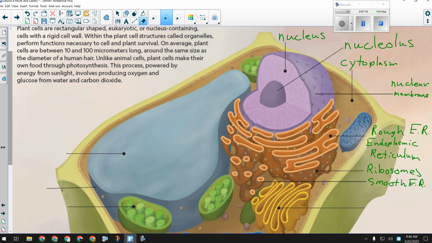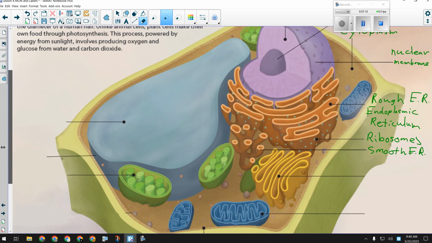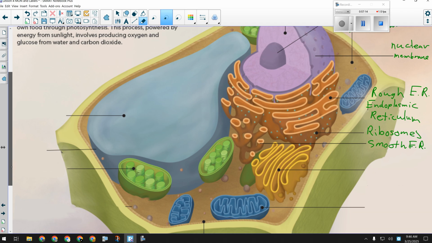All right, what's the yellow thing called? It's kind of got a funny name. Starts with a G. The Golgi, yeah. Golgi apparatus, yes.